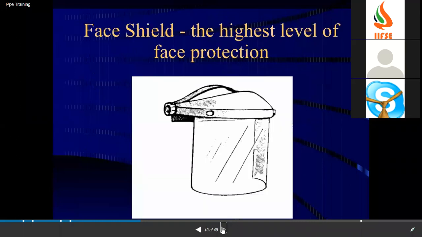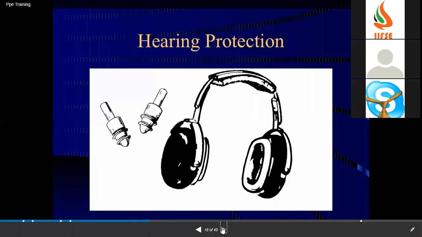This is how the face shield will be. These are hearing protection. These are called earplugs, and these are called ear muffs.